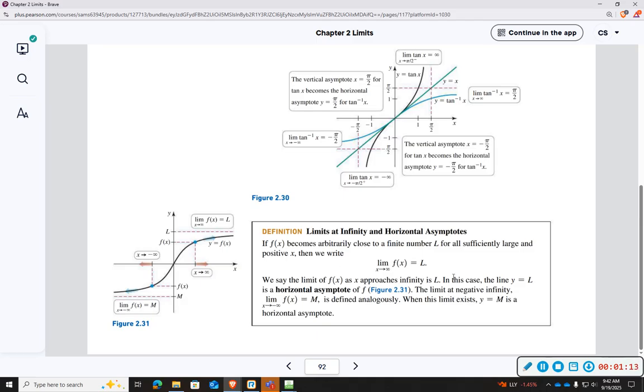Then we write the limit of f of x as x goes to infinity is equal to L. And then it tells you how to say it, and then it shows you that y equals L is a horizontal asymptote of the graph f, and then it shows you figure 2.3. And the same can be said for negative infinity. They just use the letter m to denote a different y value.